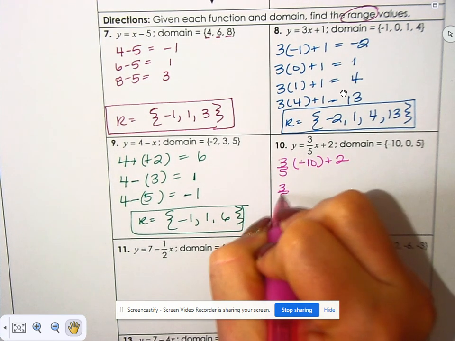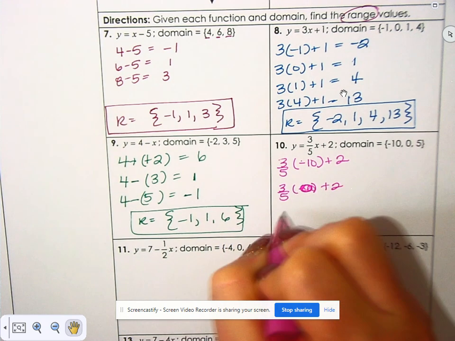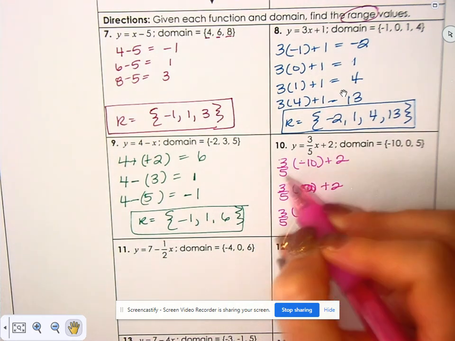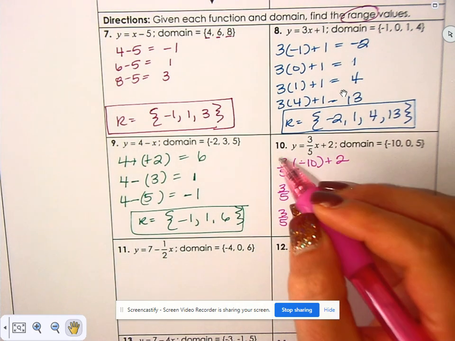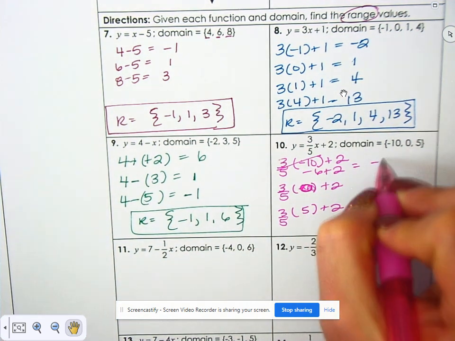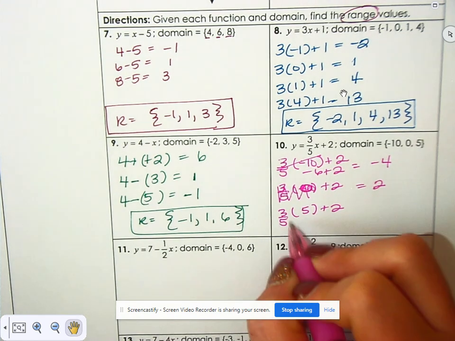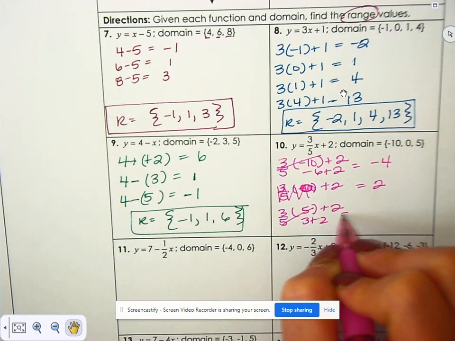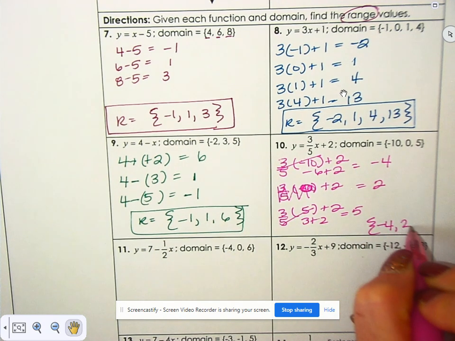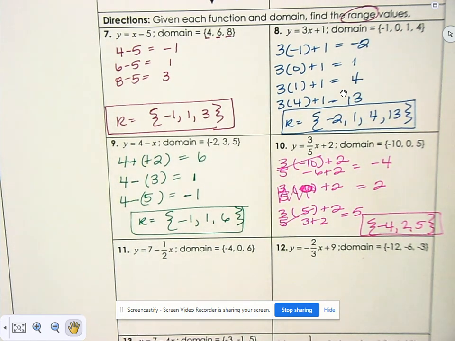3 over 5 times negative 10 plus 2. 3 over 5 times 0 plus 2. 3 over 5 times 5 plus 2. All right. 3 times negative 10 is negative 30. Negative 30 divided by 5 is negative 6. Plus 2 is negative 4. This turns into 0 plus 2 is 2. And this turns into 3 plus 2, which is 5. So our range is negative 4, 2, and 5.